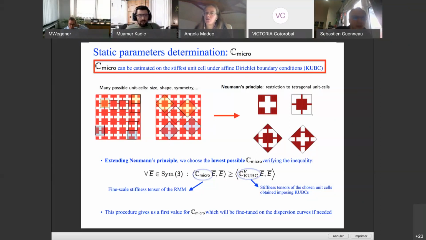So we test four cells and we take the stiffest in some sense, and we say our C micro is equivalent to the C that comes out stiffer from this experiment. Of course, that could be not the exact value of C micro, but it's an estimation, which is a good first estimation. And it worked in the end for this metamaterial. If it shouldn't work, we should adjust the C micro a bit also on the dispersion curves.